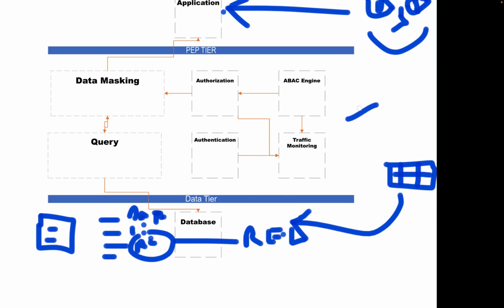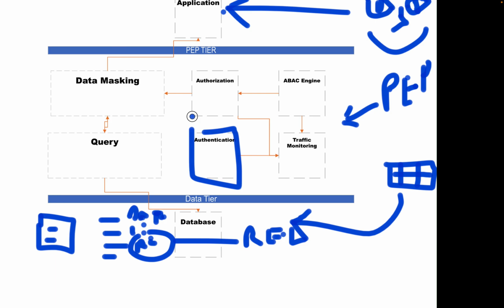Now in the middle, we have our middleware, or the policy enforcement point tier. And what we're going to do here is the user is going to authenticate first, and then you're going to get what they're authorized to do, i.e. can they read, can they write and modify data, can they add records. A piece of that will go to the ABAC engine.